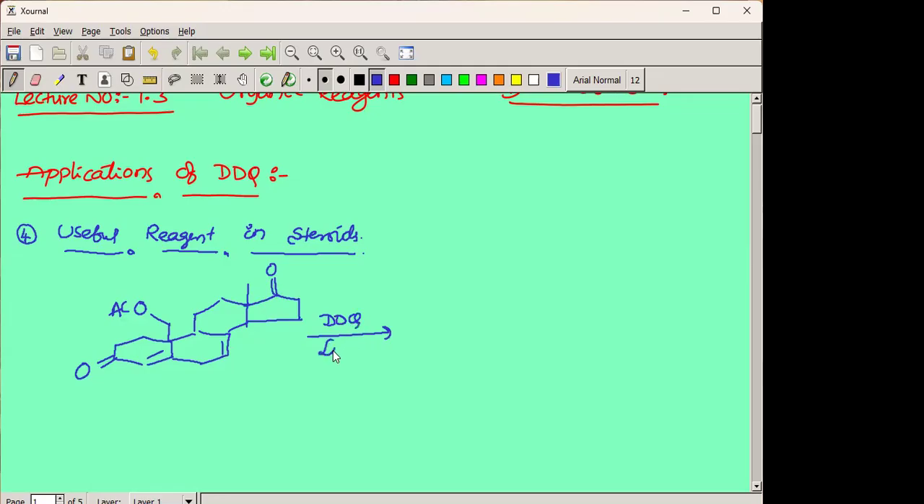In presence of dioxane, so this is an ether. So we have taken this one. What is the reaction that takes place? So see here, dehydrogenation. In the case of this one, aromatization takes place. So this ring will be converted like this. So this is a possibility of the formation of the ring, and here it is this one.